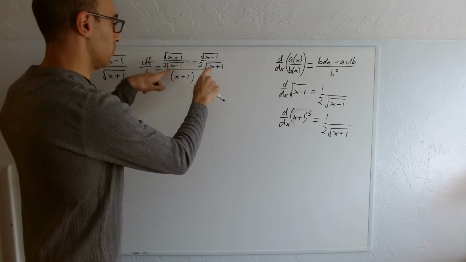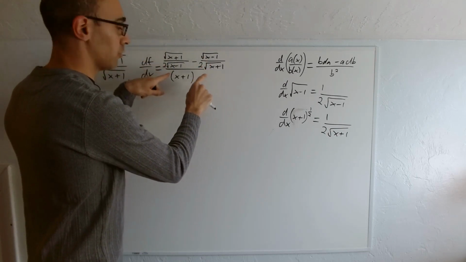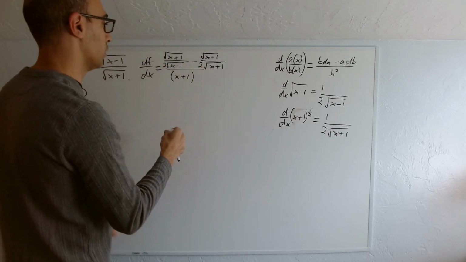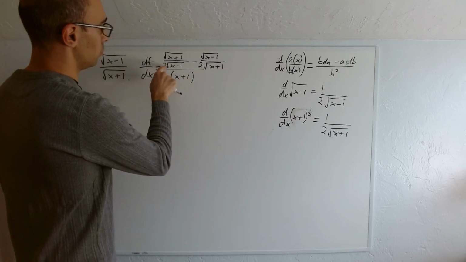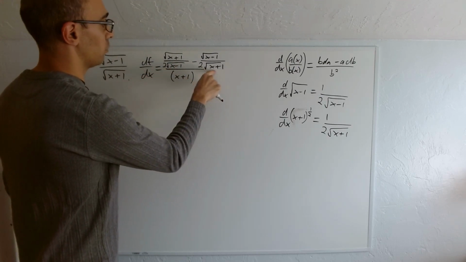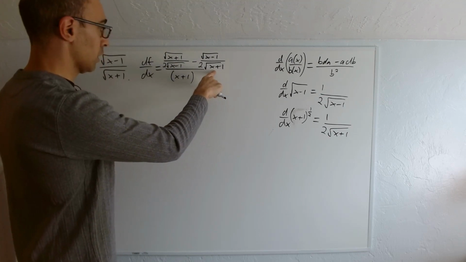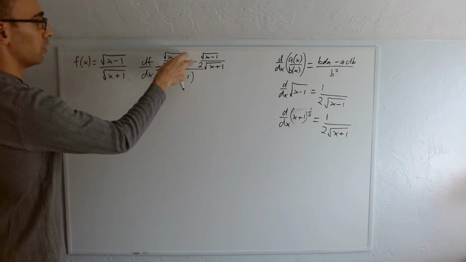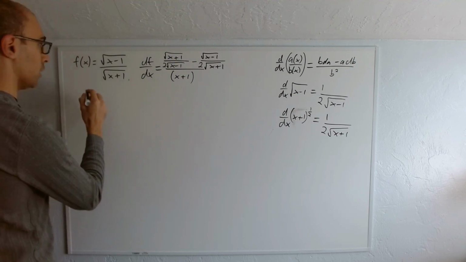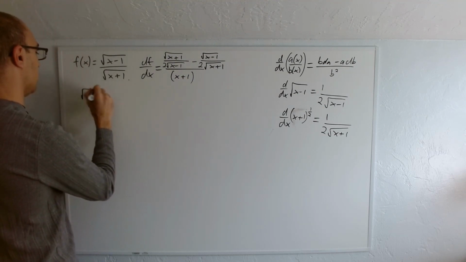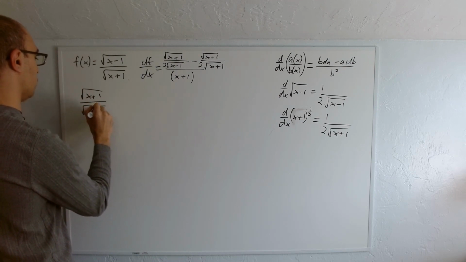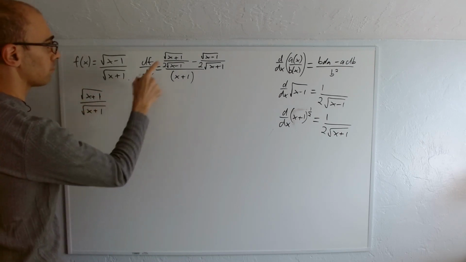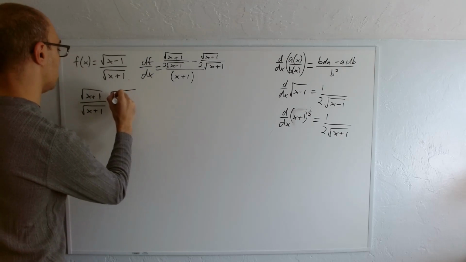These are just two fractions. We're having to subtract these fractions, which means we need a common denominator. A common denominator we can use would be 2 square root x minus 1 times square root x plus 1. So how would we get that? On this side, we're going to multiply by square root x plus 1 over square root x plus 1. Let me just write that out completely.